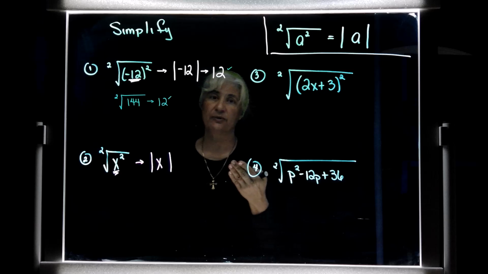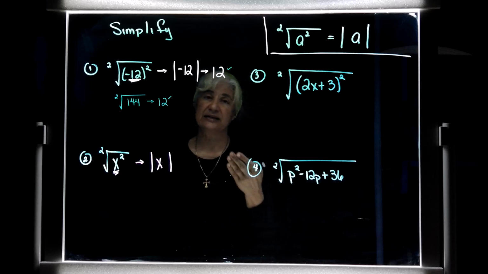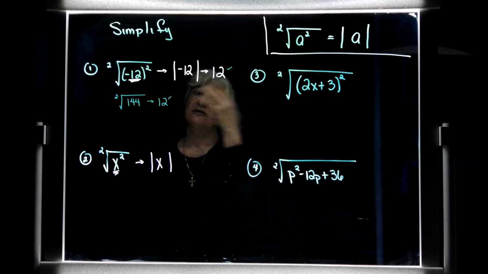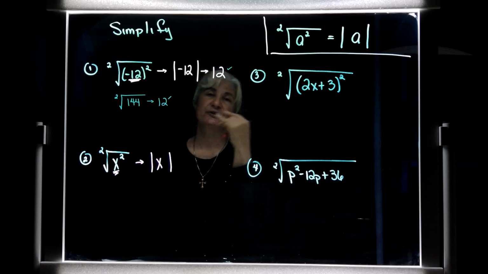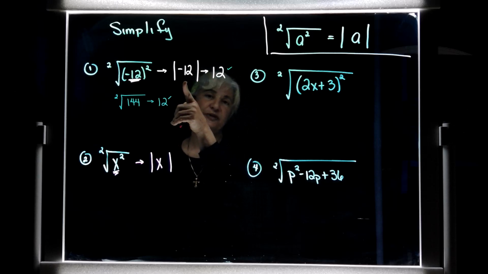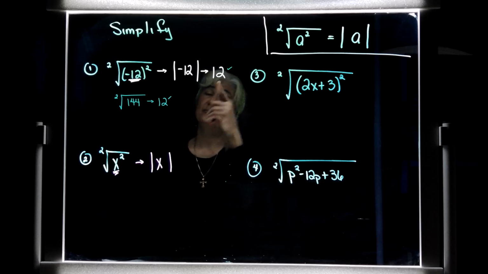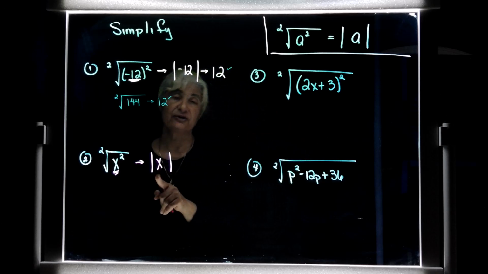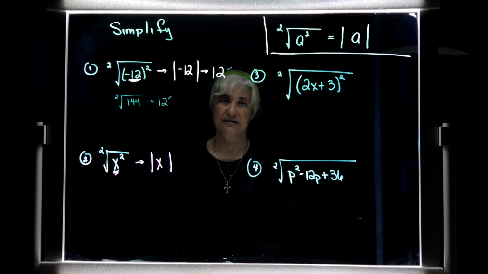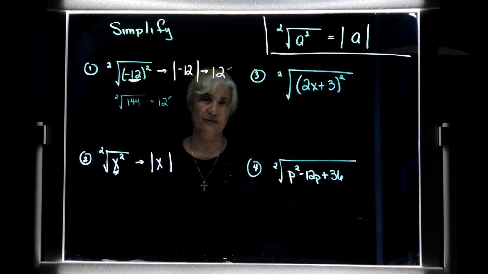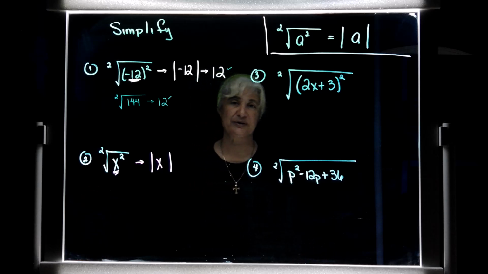By the way, in case you forgot what absolute value means, it says how far is that number away from 0? How far is that number away from 0? Negative 12 is 12 units away from 0. Here, I have no idea what x is. So I can't remove those absolute values. It's not a concrete number. It's kind of abstract, so I must leave the absolute values there.